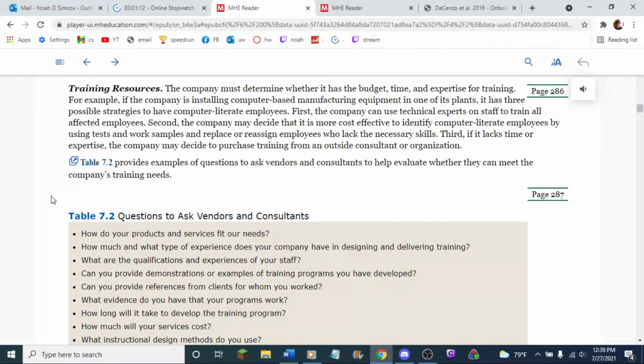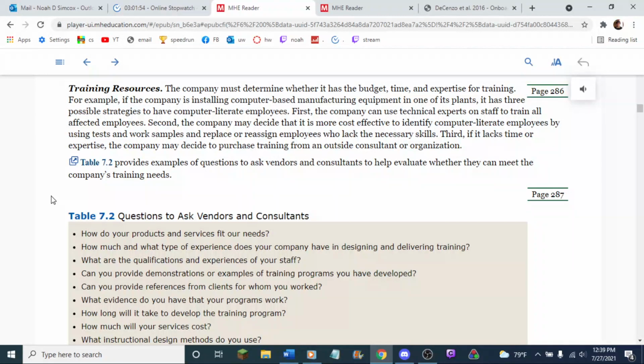Training resources. The company must determine whether it has the budget, time, and expertise for training. For example, if the company is installing computer-based manufacturing equipment in one of its plants, it has three possible strategies to have computer-literate employees. First, the company can use technical experts on staff to train all affected employees. Second, the company may decide it is more cost-effective to identify computer-literate employees by using tests and work samples, and replace or reassign employees who lack the necessary skills. Third, if it lacks time or expertise, the company may decide to purchase training from an outside consultant.